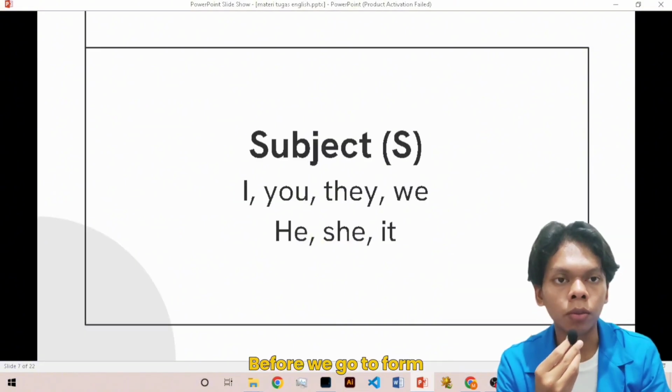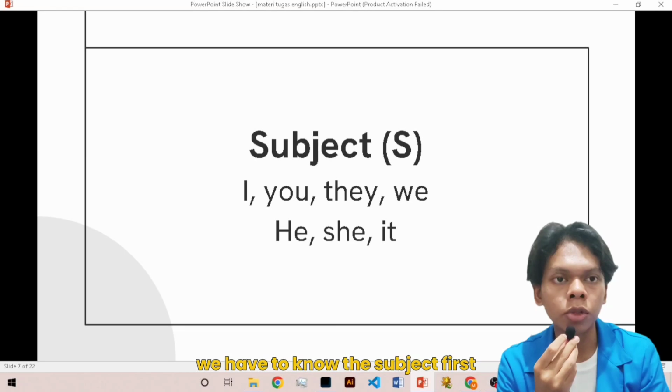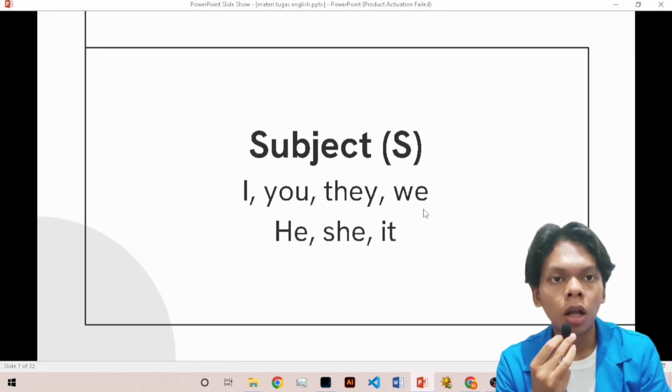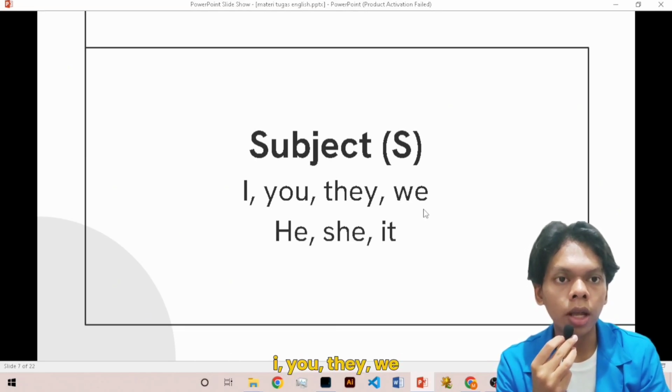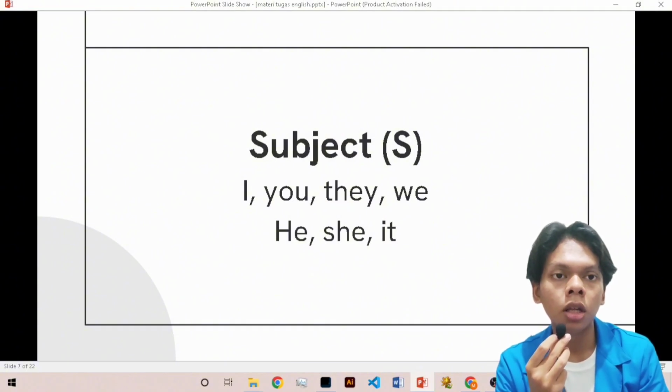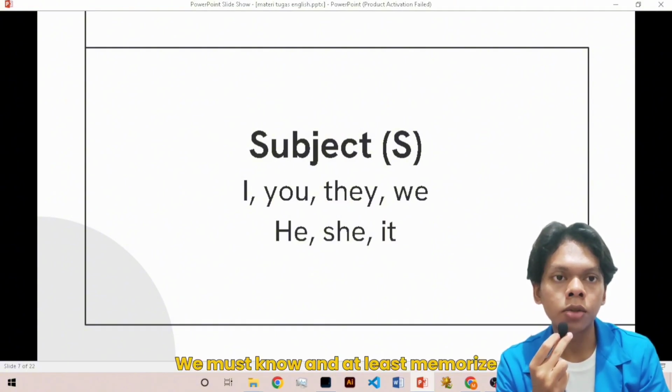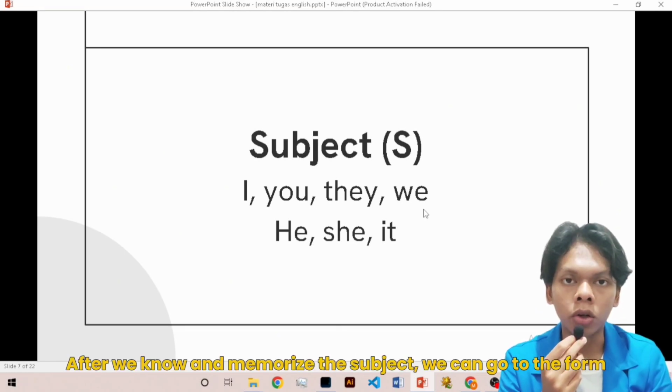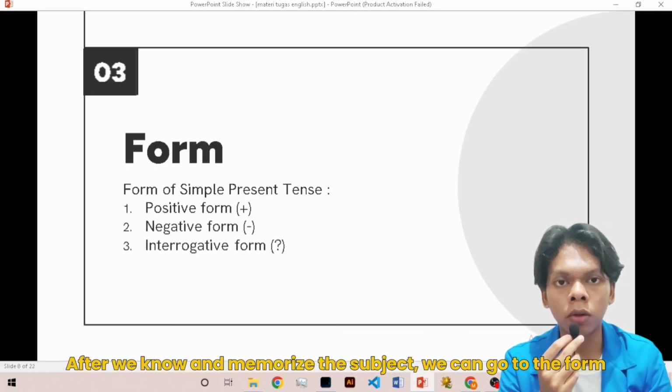Before we go to form, we have to know the subject first. There are I, you, they, we, he, she, it. We must know and at least memorize this subject. After we know and memorize the subject, we can go to the form.